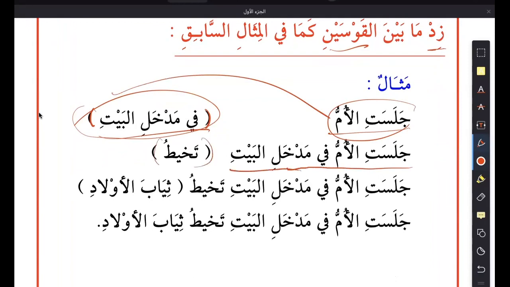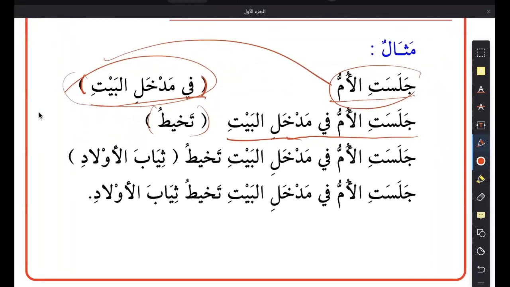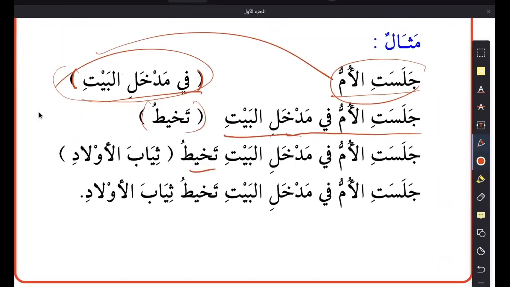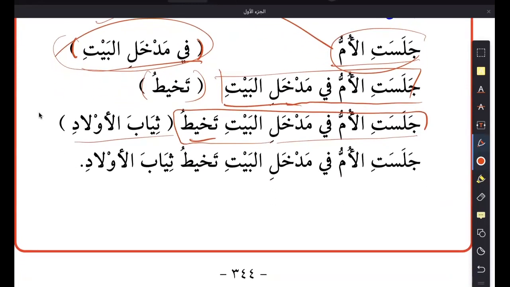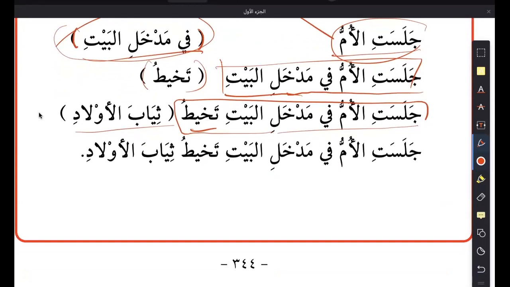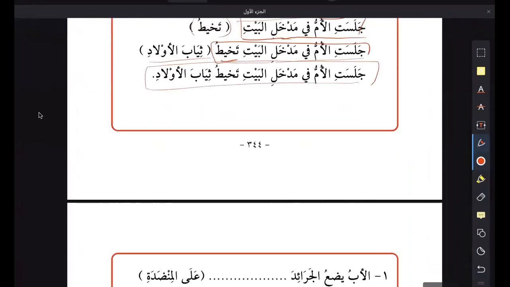Then you have another parenthesis. Okay, تخيط. Remember khata, يخيط means to sew something. Okay, to stitch. So now you also add this one, what we had previously. So you say جلست الأم في مدخل البيت تخيط. You added this one. Then you have another one, ثياب الأولاد, the clothes of the children. You add it like so. Okay, so that's what they want you to do. I think this is exactly what they want you to do now.